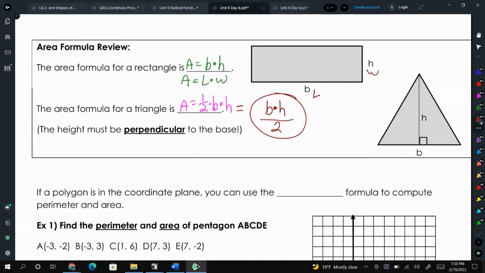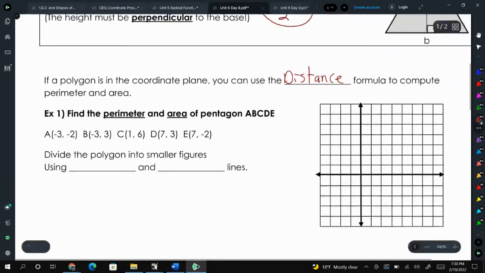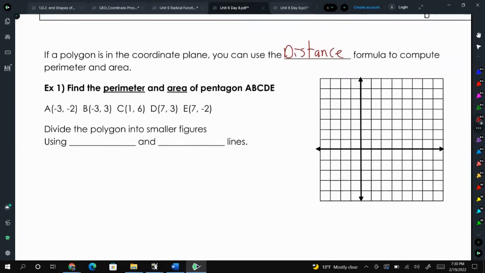Now, in the coordinate plane, we can't just look at the object and say, oh, this is a length of 3 and a height of 5, like we may be given in pictures here. We may have to use the distance formula. Now, obviously, if the lines are horizontal or vertical, let's just count them and save some time. But if we have diagonal lines, then we're going to have to use the distance formula to help us out here. So we're going to find the perimeter and area of this pentagon A, B, C, D, E.